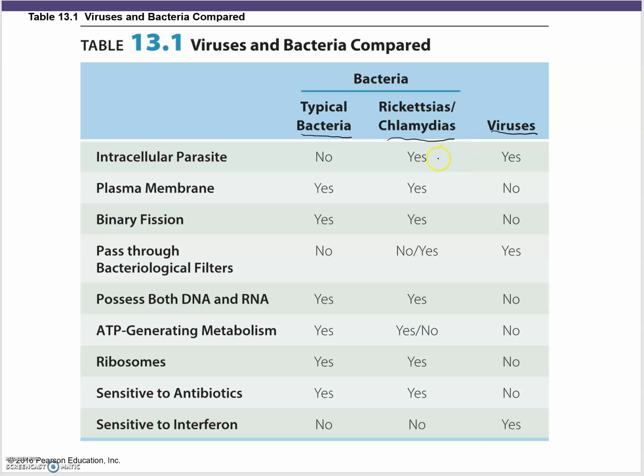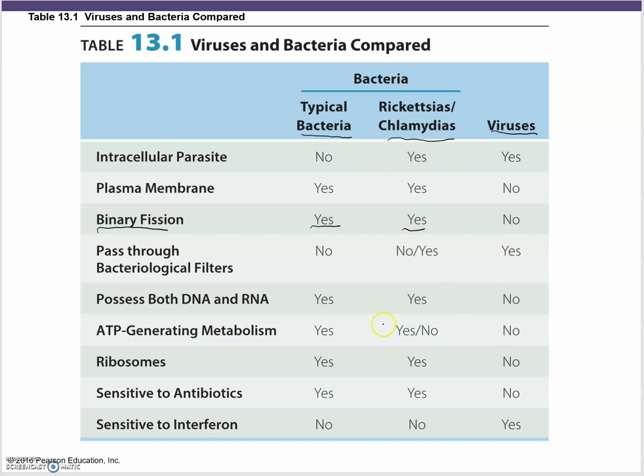A couple of things to look at would be comparing the way these different types of infectious particles can generate energy, and how they divide. Of course, with bacteria, you have binary fission. That applies to both the typical bacteria and the rickettsias and chlamydias. And then the viruses, of course, have to inject their genetic material into a host cell to replicate themselves.